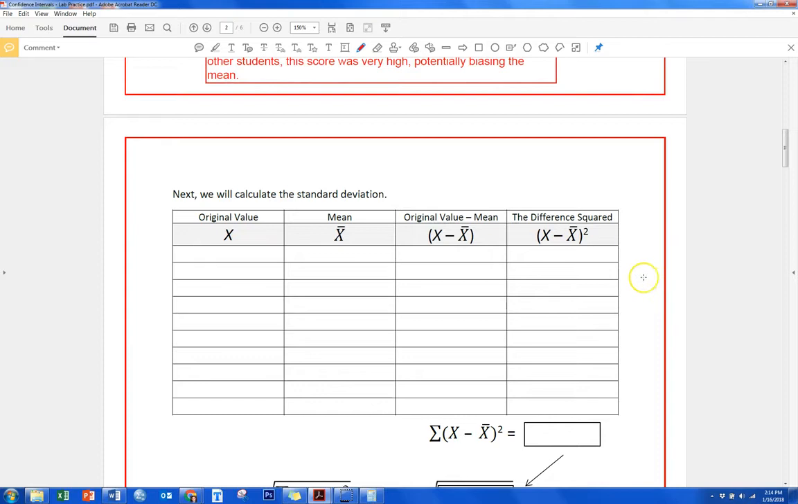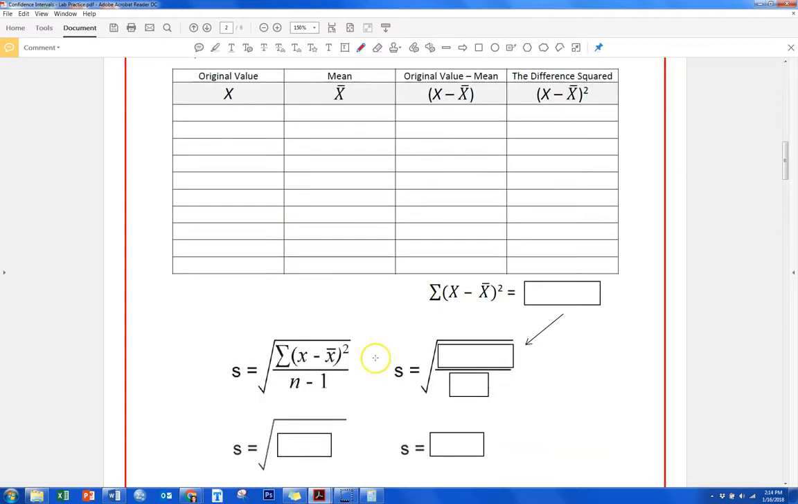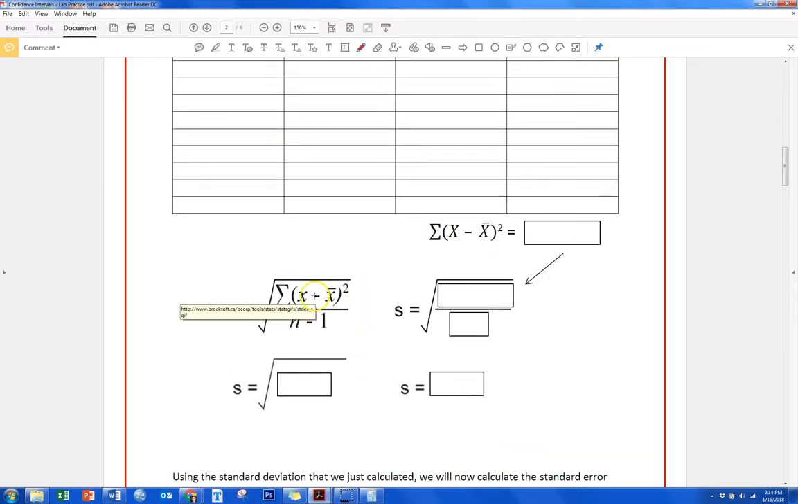Now we're going to calculate the standard deviation. This is a little bit of work. We've done this before. We're going to use this formula down here. This is the formula for standard deviation. Looks kind of scary if you are not a math person. S stands for standard deviation, equals the square root. And we have the numerator and the denominator of this fraction. Here, this is the sigma representing the sum.